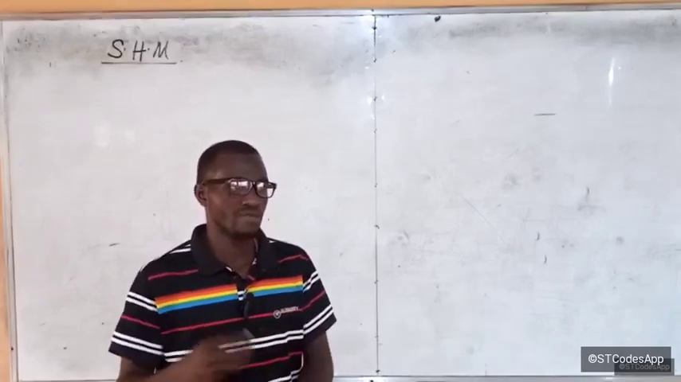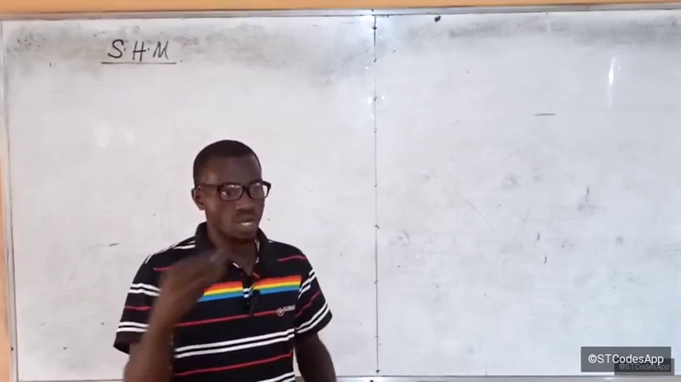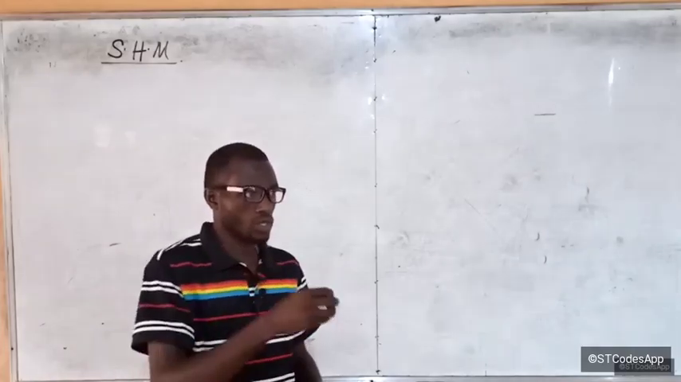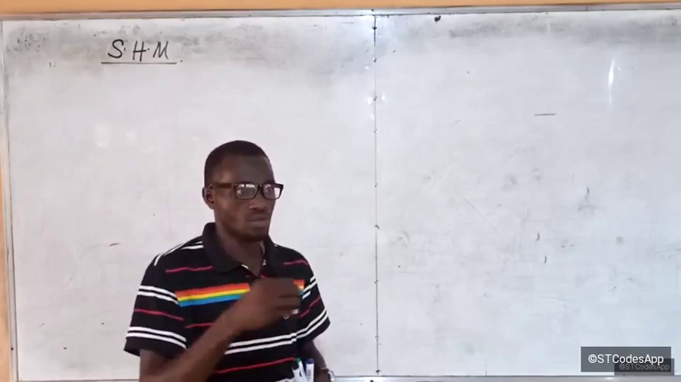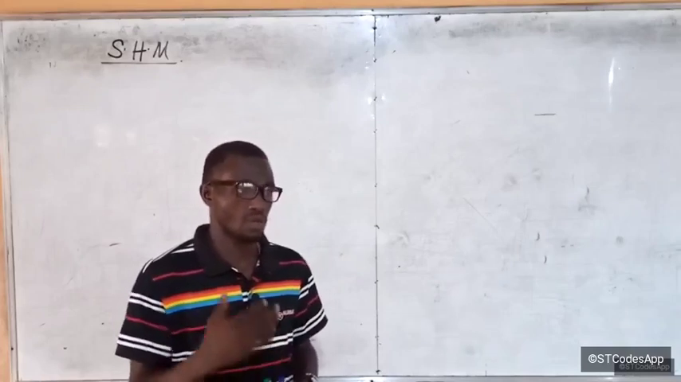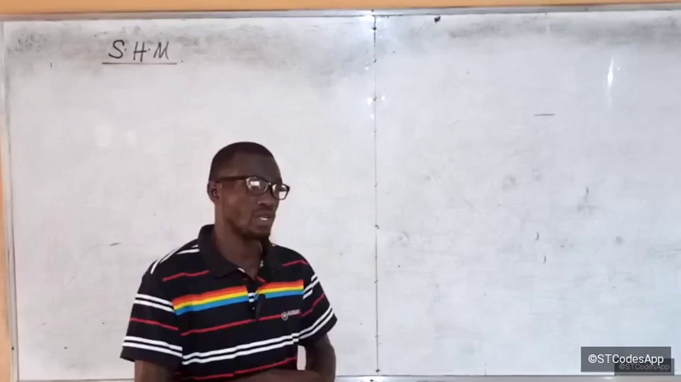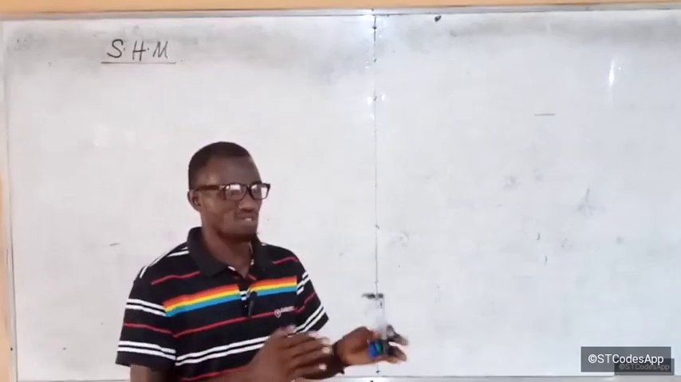So there is a force that is causing a body to go back to its initial position per time. That force is causing that body to go back to its position per time. That brings about a simple harmonic motion. Harmonic because it is rhythmic in a sense.